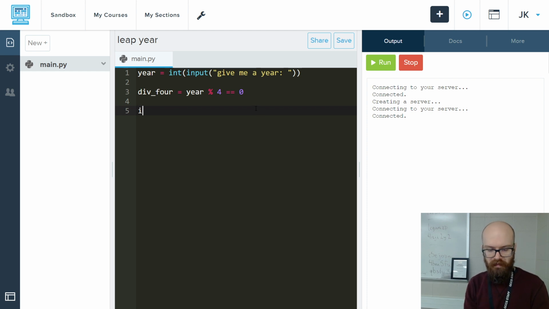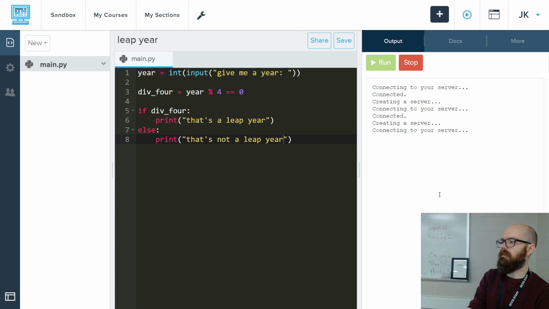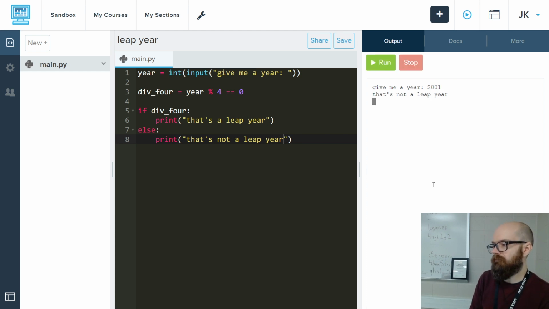So if we say if div4 print, that's a leap year. If I could type. And then we say otherwise, that's not a leap year. And that does get us the right answer most of the time. It's not the whole story, but for example, if I said 2000, well, that was a leap year, and it correctly tells us. If I say 2001, well, that was not, and it correctly tells us.